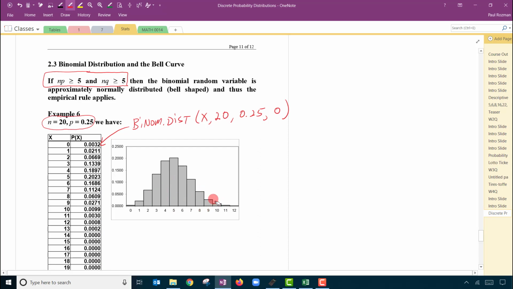And this one does meet the criteria. If I take n times p, that's 20 times 0.25, which is equal to 5. And n times q is 20 times 75%, which will be 15. Both of these numbers here are greater than or equal to 5. So we've satisfied this criteria. You just have to know that about the binomial distribution.